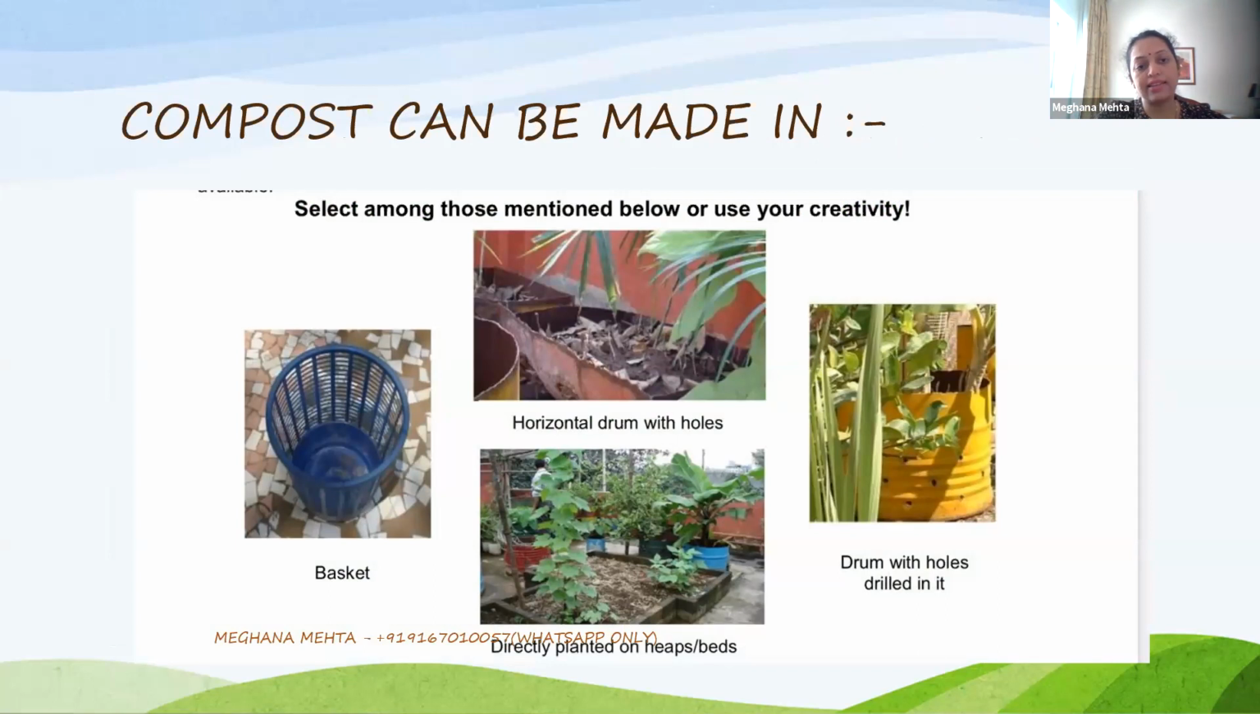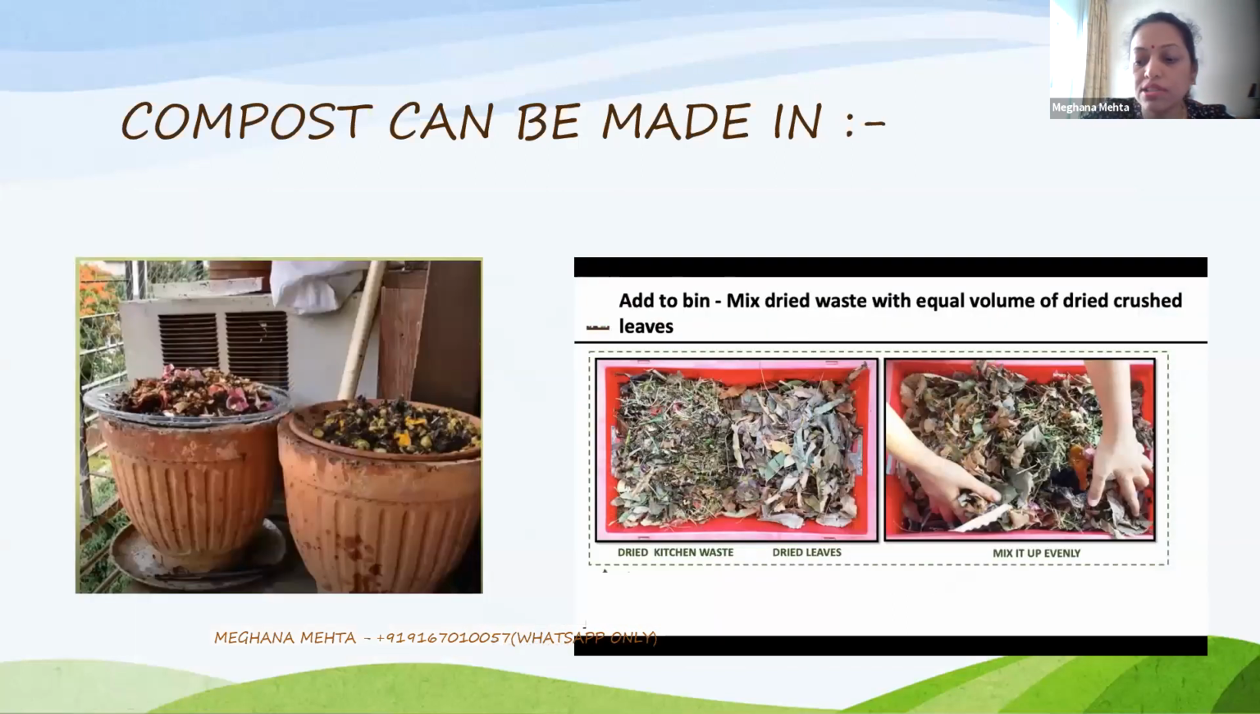to make our compost. Now, if you have a garden, or if you have your own house and there's a backyard or a front yard, it can be directly planted on the heaps or beds. We can directly do it in the ground, or in horizontal drums with holes, or we have these drums where we can make holes and put them in the garden if we have a garden of our own. Or simply in small houses, if you don't have any of such things, we can of course use these pots or the gamlas in which we grow plants.